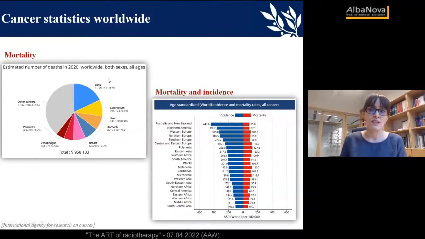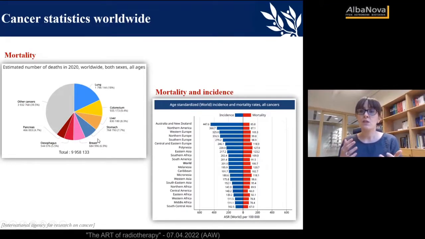If we now take a look at the associated mortality, the number of deaths reported for cancer in 2020, the total amount, as I mentioned, is 10 million, and the majority of them, 20% of these deaths, come from lung cancer. So lung cancer is the deadliest of all the disease types, followed by colorectal cancer, liver cancer, stomach cancer, and then we see breast cancer here and others.